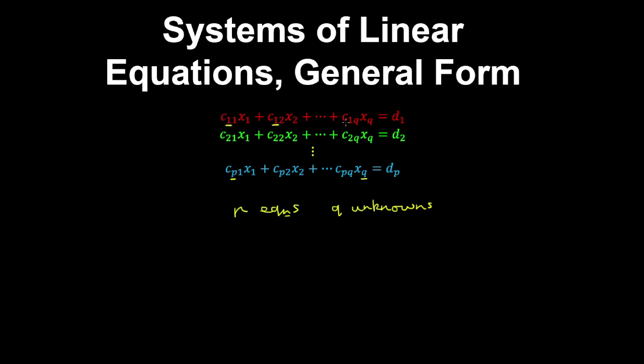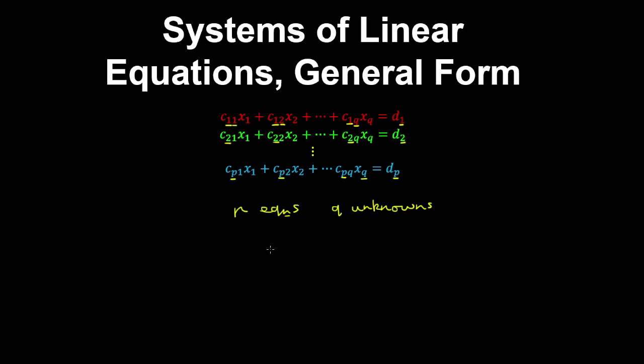So these coefficients belong to equation 1, these belong to equation 2, and these belong to equation P. And the second subscript specifies which variable the coefficient belongs to. So this belongs to the variable x1, this to x2, and this coefficient belongs to xq. And the subscript of the constant on the right hand side says which equation that the constant belongs to.